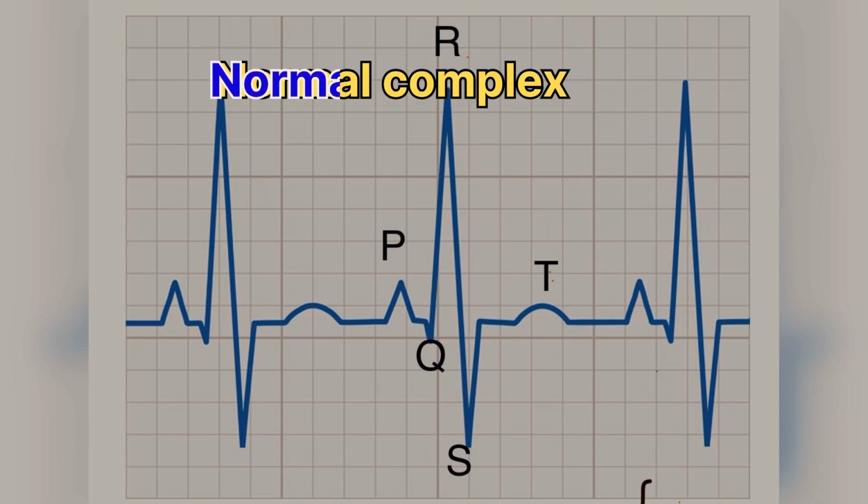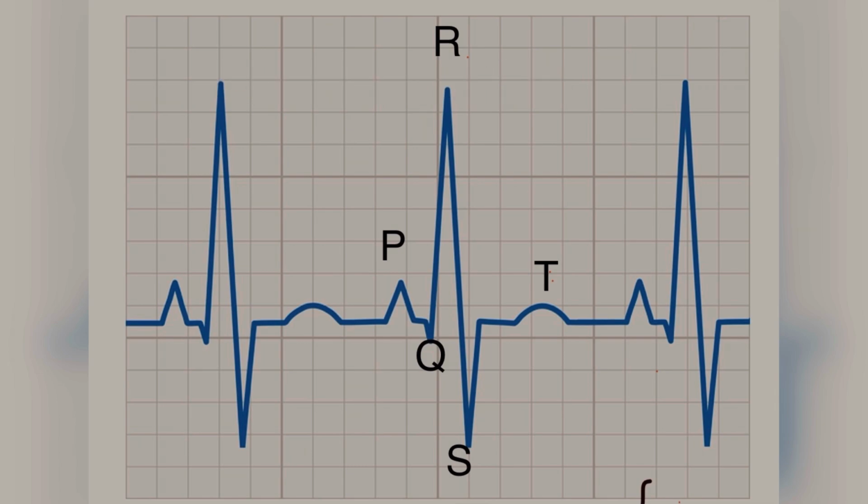So this is the normal ECG pattern. You can see here we have the P wave, QRS complex and T wave.